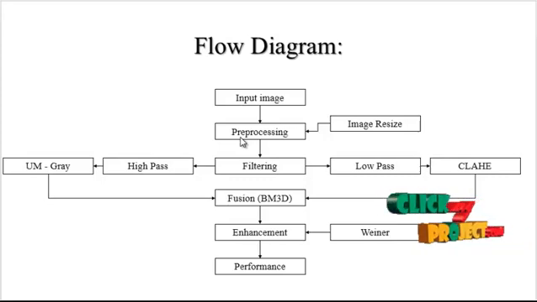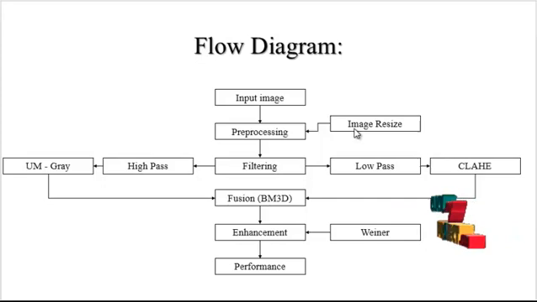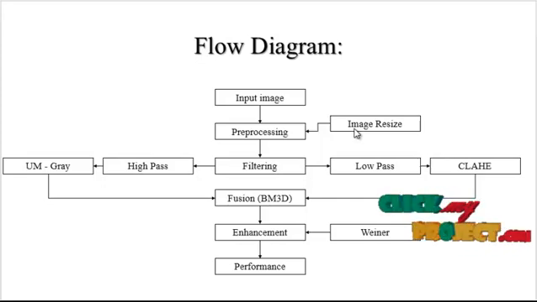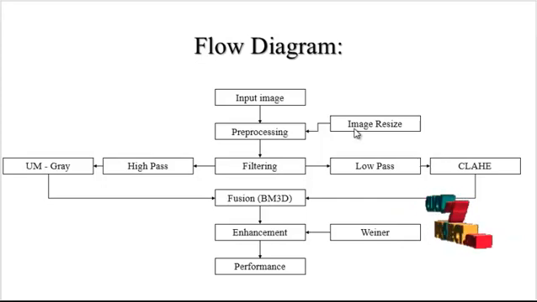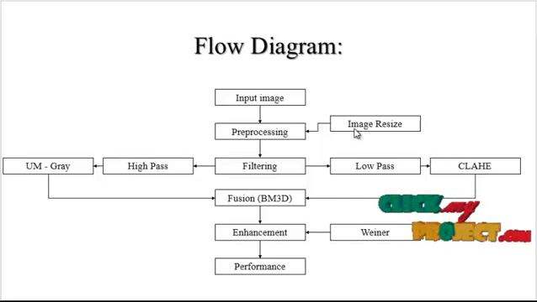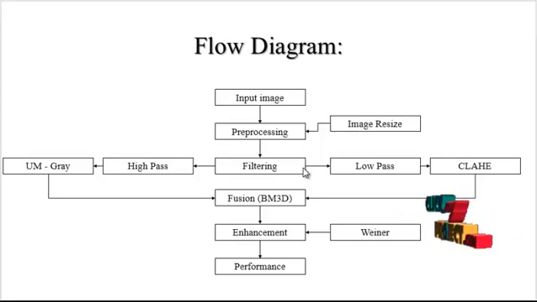that is the pre-processing. In this pre-processing we are going to do the image resize. Why are we doing the image resize? For example, some images in the dataset have higher dimensions, some have lower dimensions. So due to this reason we have to resize the image to a common aspect ratio. After the pre-processing we move on to the third stage of the project, that is the filtering.